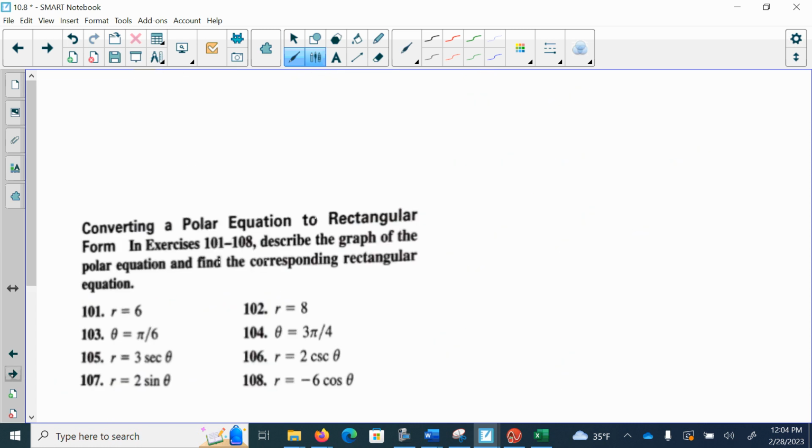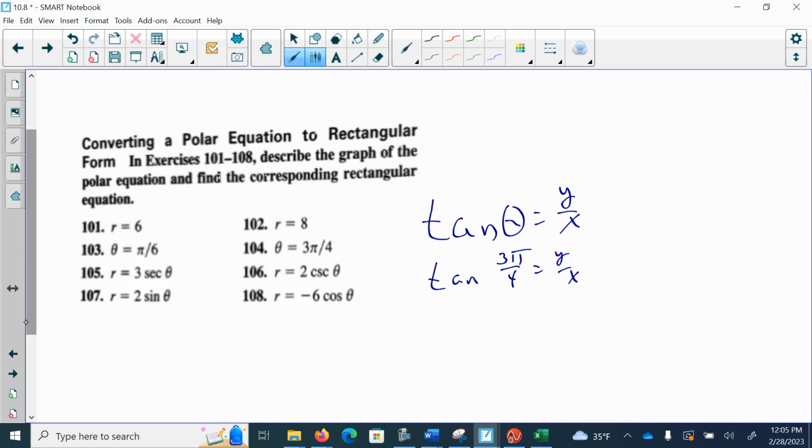So 104, it says describe the graph of the polar equation and find the corresponding rectangular equation. So this, I have just theta, right? So I know that tangent of theta is equal to y over x. That's one of the formulas. So if I take the tangent of 3 pi over 4, that's going to equal y over x. What's the tangent of 3 pi over 4? Negative 1. So this is negative 1 is equal to y over x. So I'm going to have negative x is equal to y.